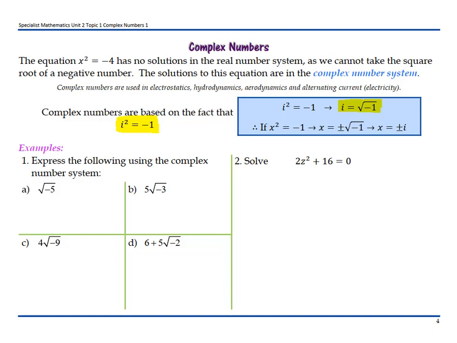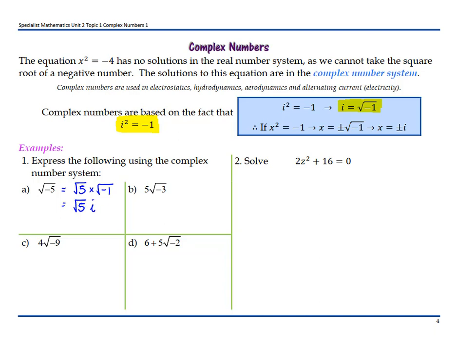So let's look at some examples. Express the following using the complex number system. The square root of -5, in long form, you could say that's equal to the square root of 5 times the square root of -1. Well, the square root of -1 is i, so that's just square root of 5, i.